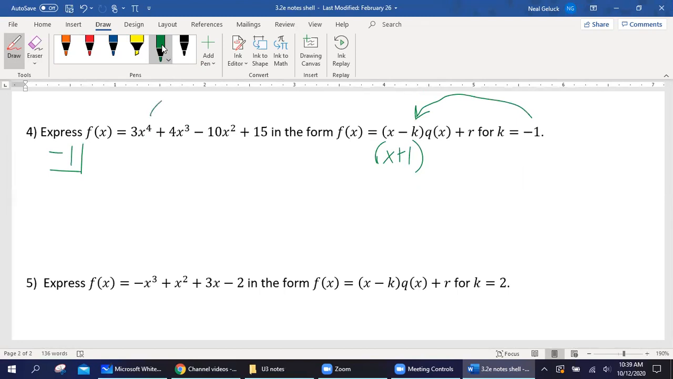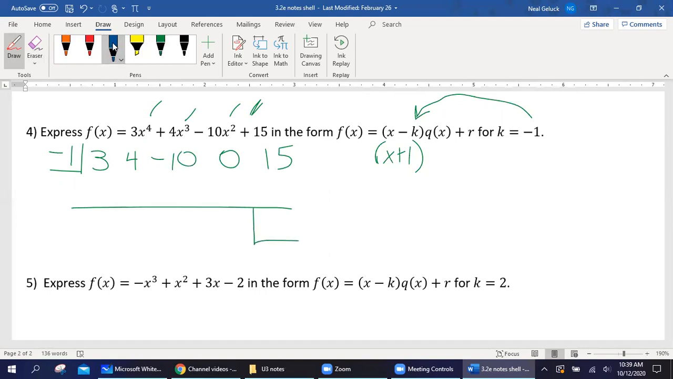If I look, I've got x to the 4th, 3rd, 2nd. I don't have an x to the 1st, so I'm going to need a 0 placeholder. It's going to be 3, 4, -10, 0, 15. So I drop down the first number, multiply the -1 times the 3, then I add. Multiply, add. Multiply, and add. And one more time, multiply, and add.